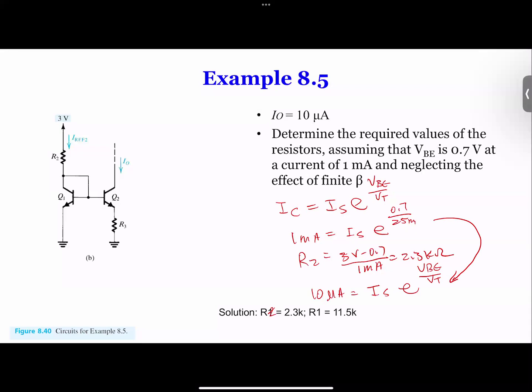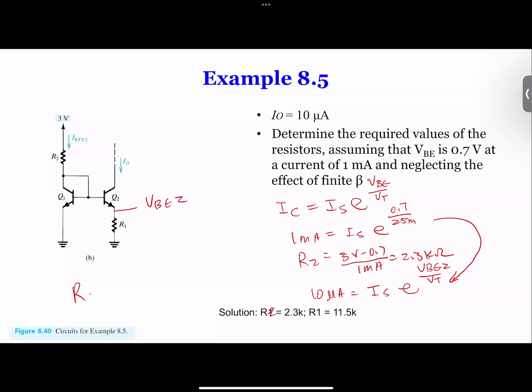You can find VBE just by dividing by IS on both sides, then taking a logarithm, and then multiplying VT by the other side. You got it. So you got this one, you got VBE. Now you got VBE. Basically, this is VBE2. So now you have VBE2.